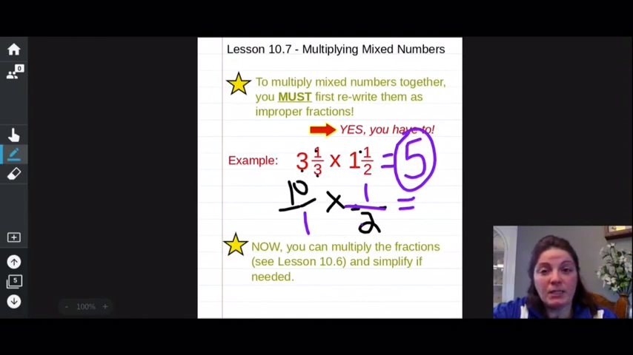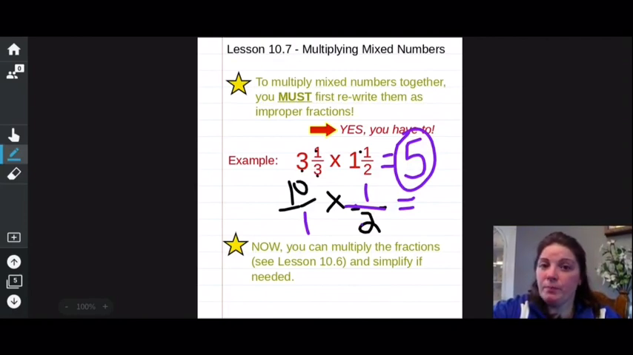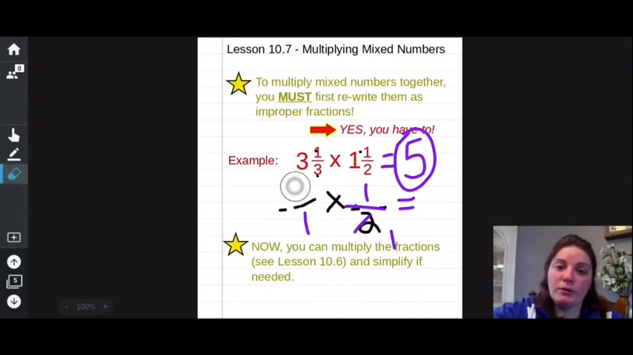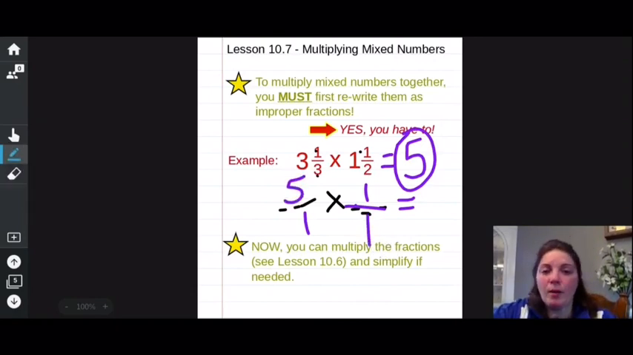Yep, I can divide 10 and 2 both by 2. So what's 10 divided by 2? 5. And what's 2 divided by 2? 1. So I'll erase that so that you can see that my new numerator here is a 5 and my new denominator here is a 1. I simplified my problem here.